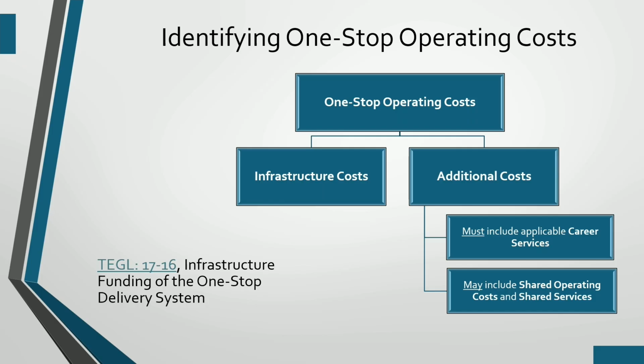Again, real quick, identifying costs: we have all operating costs, then infrastructure, and then all the other additional costs. It can include career services and other shared operating costs. That's all part of that, and that's addressed in one of the tables.